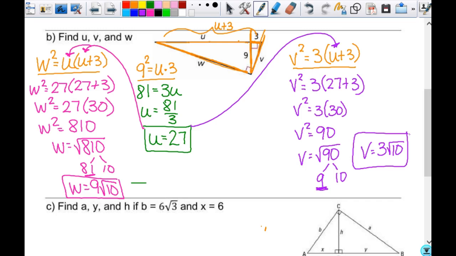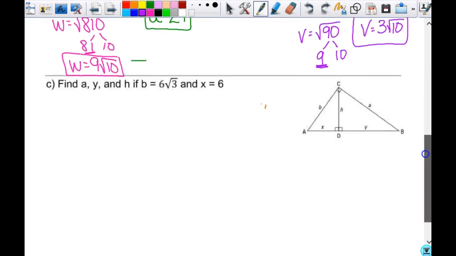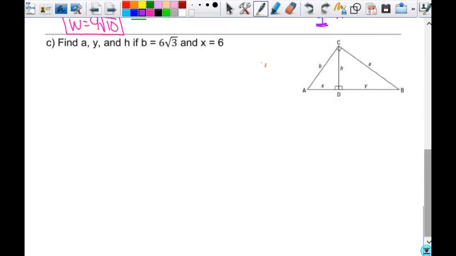Okay. All right, so then I want down here, we're going to look for these. Now it tells me what B and X are. So over here we're going to mark out what B is and replace it with the 6 square root of 3. And we're going to mark out what X is and replace it with 6.